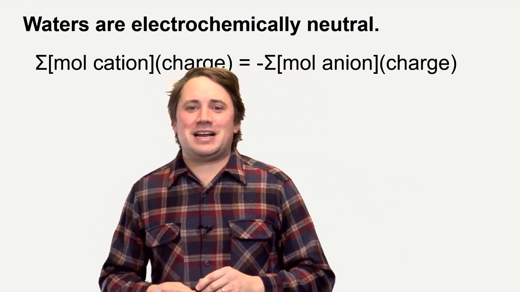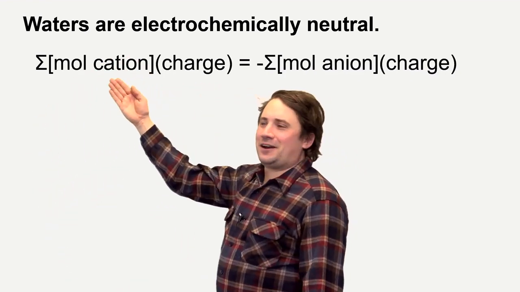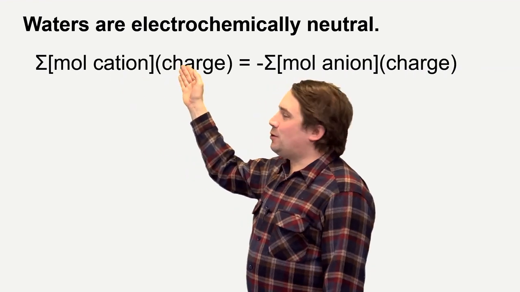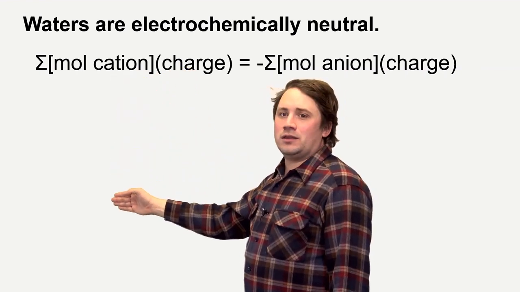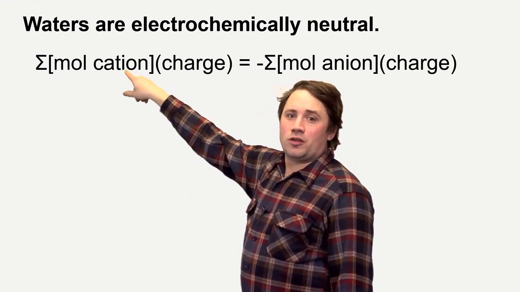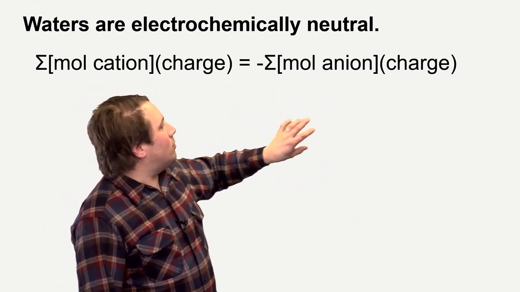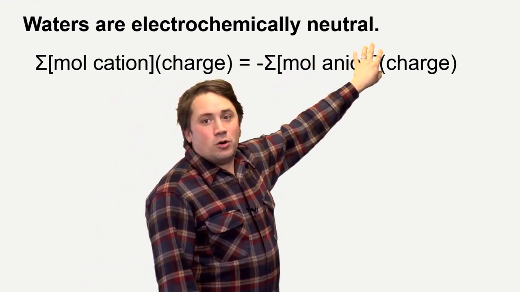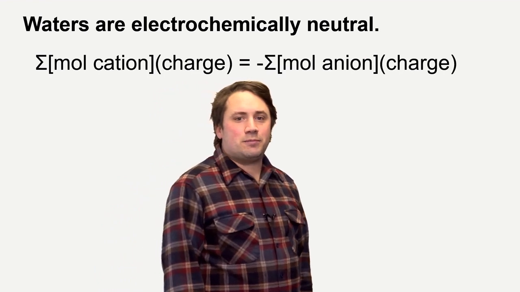And so what this means in practice is that if you take a cation and you determine its molar concentration in water and multiply it by its charge, and you do that for all the cations in a water sample, and you sum them up, so the sum of all the moles of cations multiplied by their charge, this must necessarily equal the negative, because anions are negatively charged, sum of all the moles of anions multiplied by their charge. So what does this mean in practice?